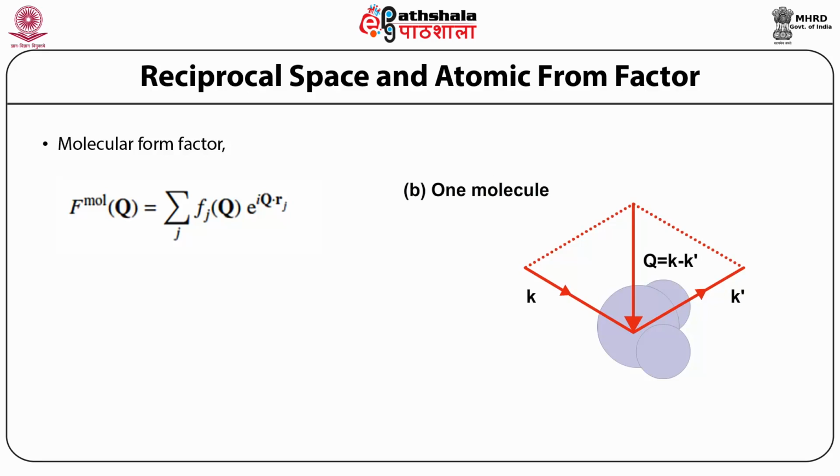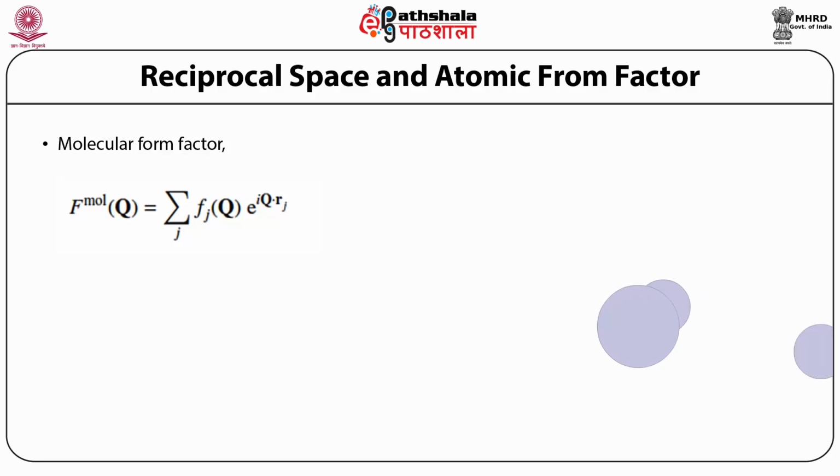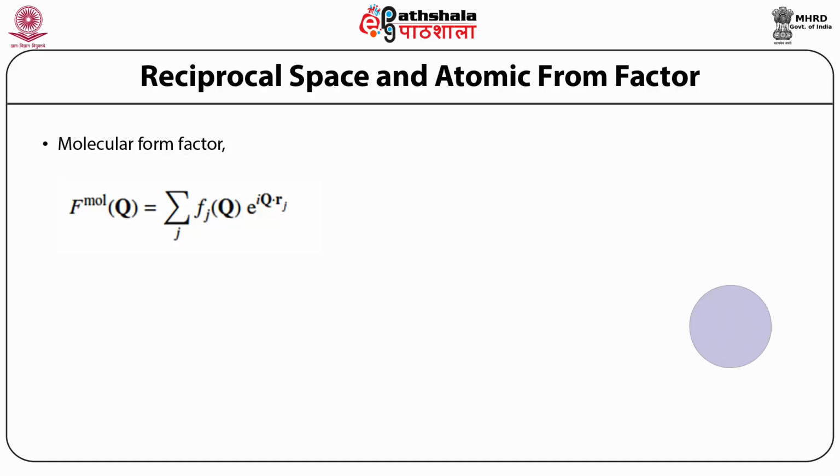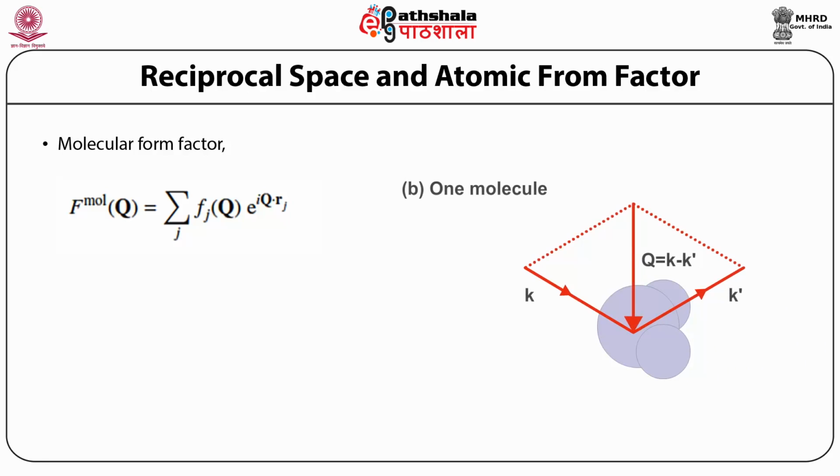The different atomic form factors are added up by multiplying by a proper phase factor. It is important because when you are talking about interference, this is the amplitude which you need to talk about, and this molecular form factor is an amplitude. So that tells us how we need to add up the atomic form factors in a given molecule.